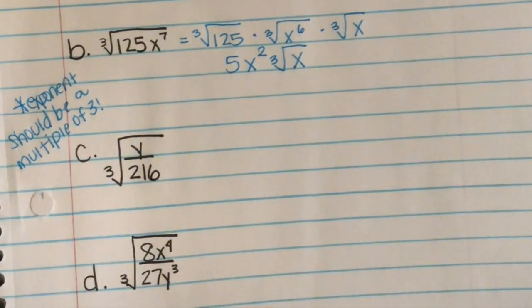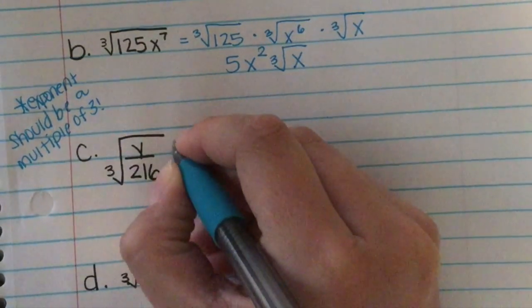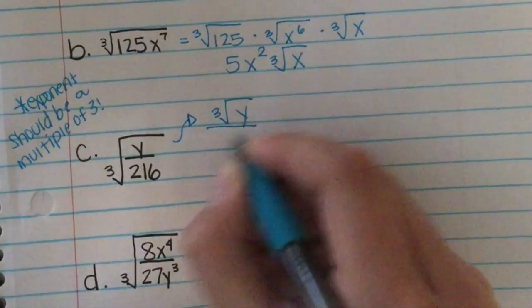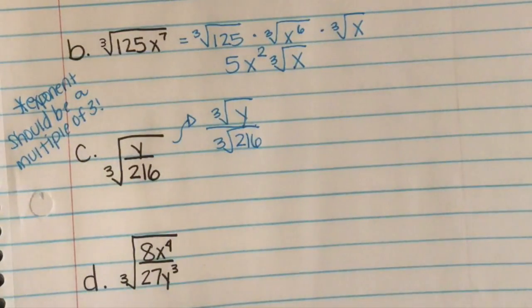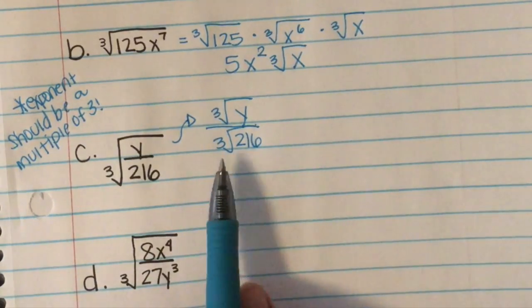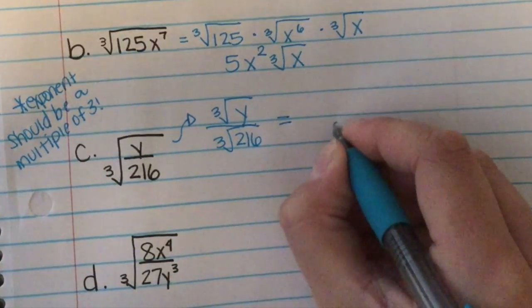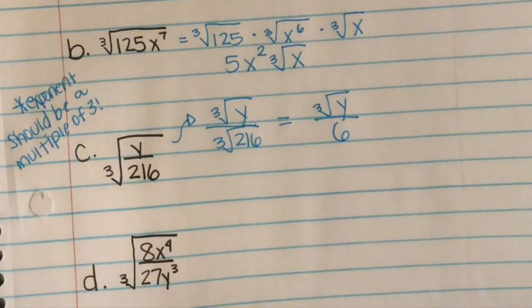All right, we're still working with cube roots here, but in letter C, I now have a quotient. So we're going to use our knowledge from the quotient rule in the previous example. So my first step, I'm going to go ahead and break this up. I have the cube root of y over the cube root of 216. There's nothing I can really do with y, but I can simplify the cube root of 216. That comes out to be exactly 6. So 6 will be in the denominator, and then I still have the cube root of y in the numerator.